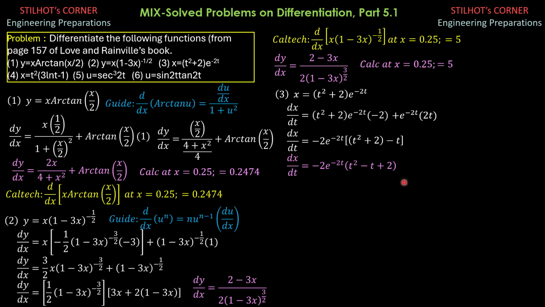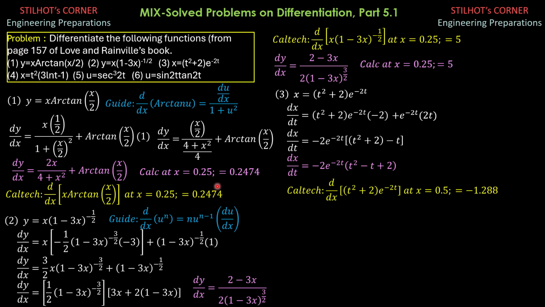We then check this answer by using the high-tech calculator. Derivative of quantity t squared plus 2 times e to the negative 2t at x equals 0.5 this time. It's negative 1.288. By the way, you can select any value of x as long as the original function expression is defined. So the answer is negative 1.288.